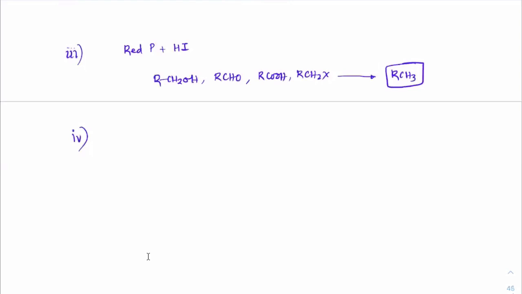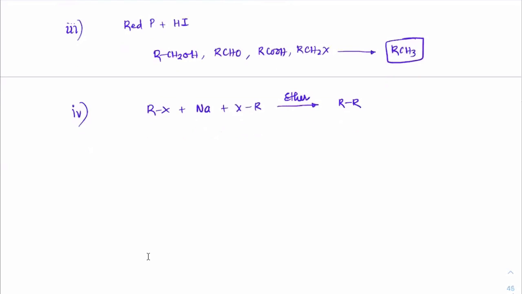Next, Wurtz reaction, all of you must be aware of it. RX plus sodium plus XR in the presence of ether will convert into R–R. So this is Wurtz reaction. We have learned about two other reduction reactions, Clemmensen reduction and Wolff-Kishner reduction. Suppose you have any C=O plus 4 nascent hydrogens, I'm just writing it as an overall reaction, you know the mechanism. Zinc amalgam and HCl will give you CH2.